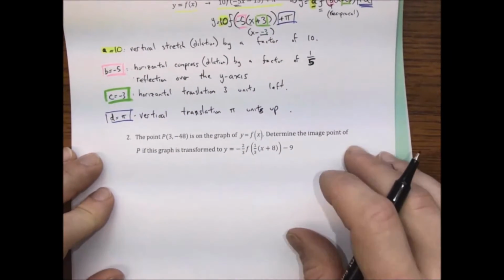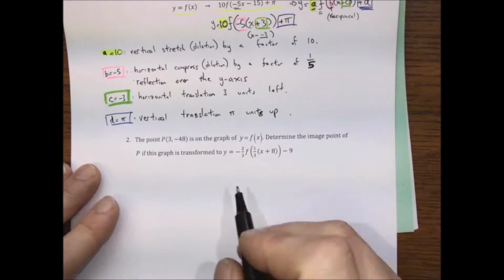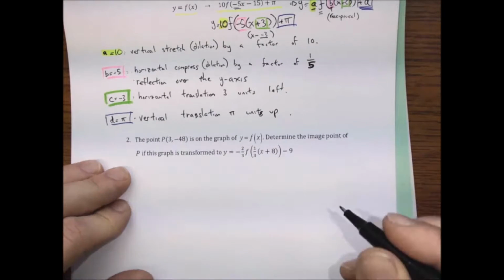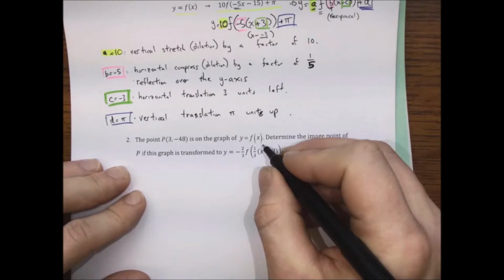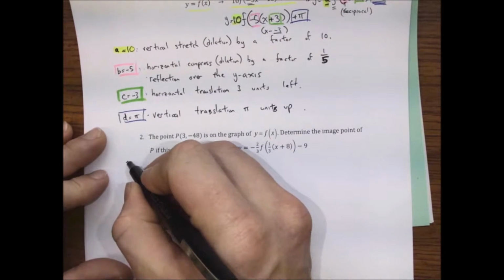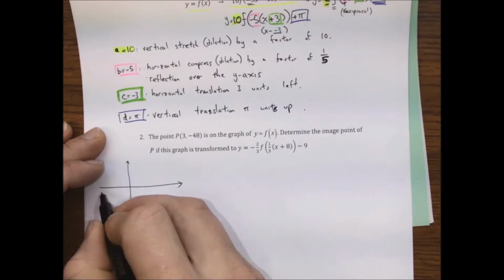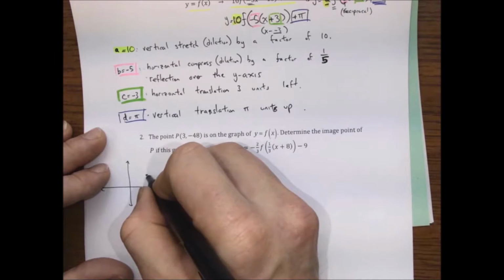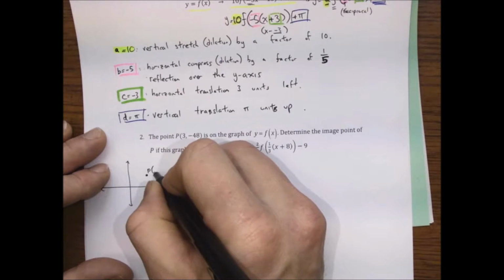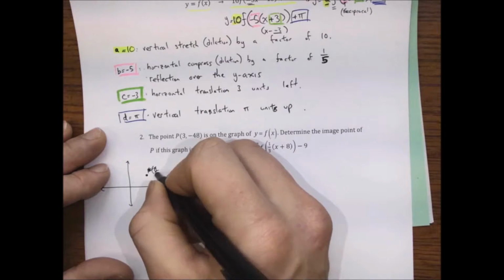Question 2. Okay. So we have some point, 3, negative 48, and it's on the graph of our function f. So what that means is that the point P3, oh, it's not actually going to be there, that's stupid.